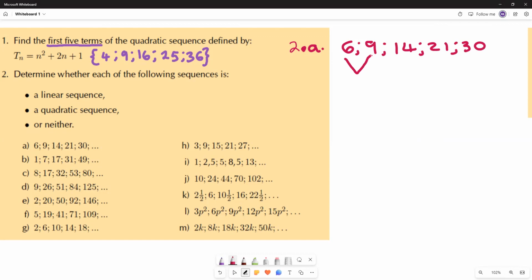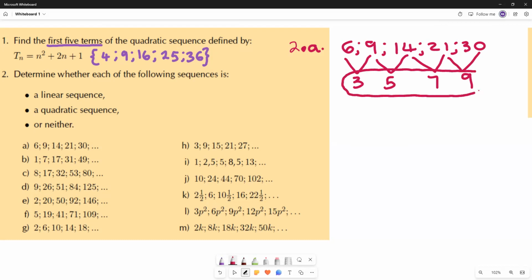Now let's do the differences. These are the first differences, right? You start with this minus that. 9 minus 6 is 3. 14 minus 9 is 5. This minus that is going to be 7. This minus that is 9, right? So let's check: are the first differences constant or not? No, they are not constant.